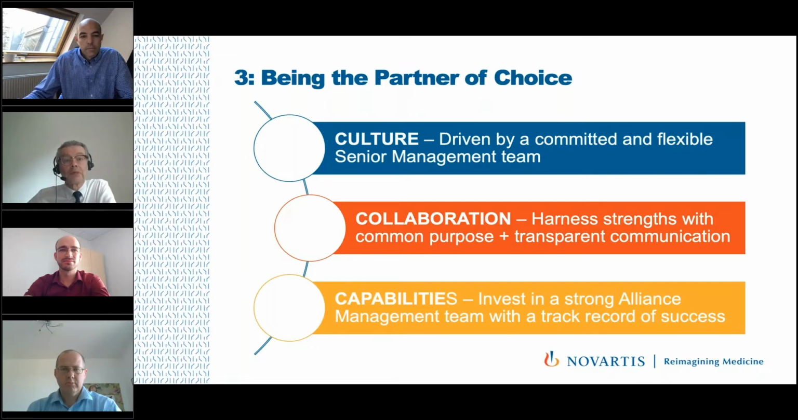Capabilities. To bring to the table strong, multifaceted developmental and commercial capabilities across therapeutic areas and offer a footprint for market access. And finally, of course, invest in a strong alliance management team with a track record of success.